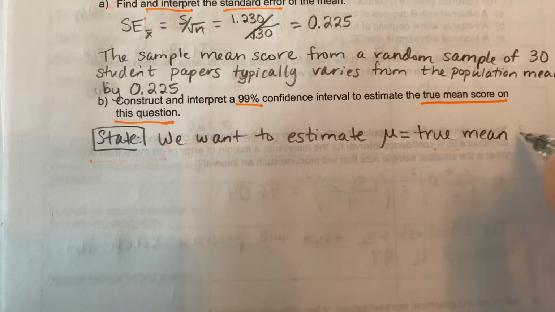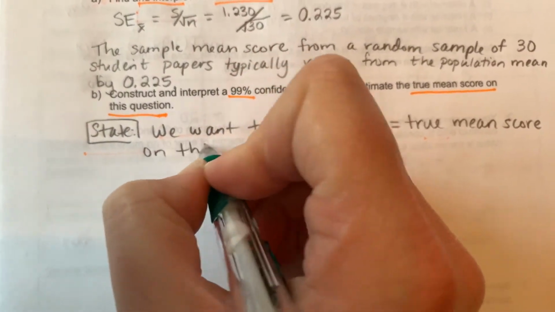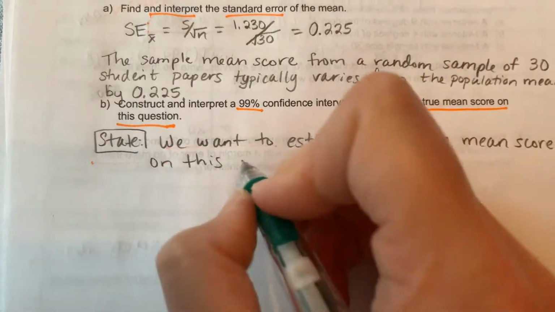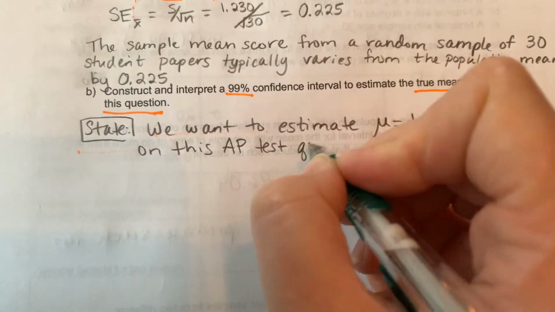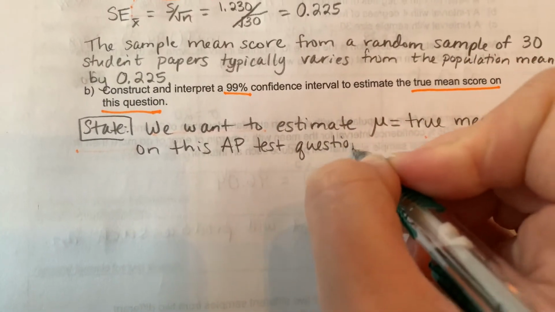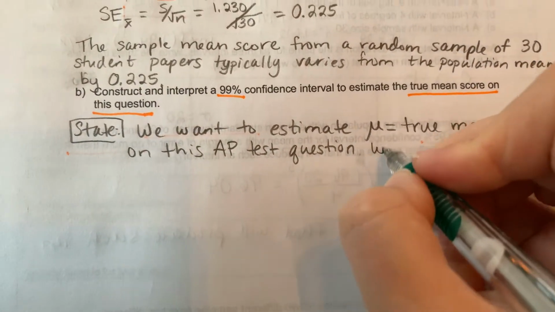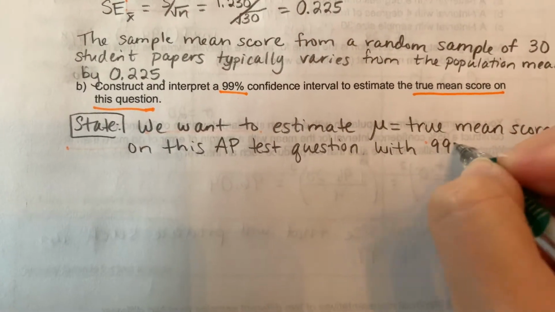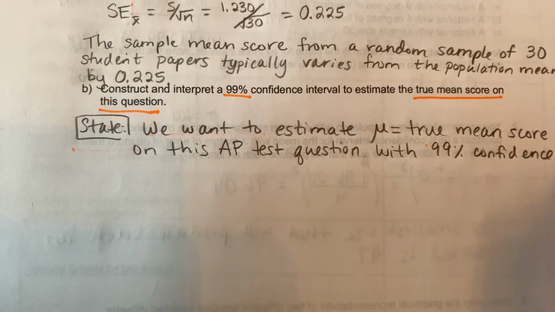True mean score on this question. I'm going to just really make it clear that we're talking about this AP test question. On this AP test question, with, and then we'll include our confidence level, with, let's see, what did it say? 99% confidence. Okay, so now we are ready for the next step.